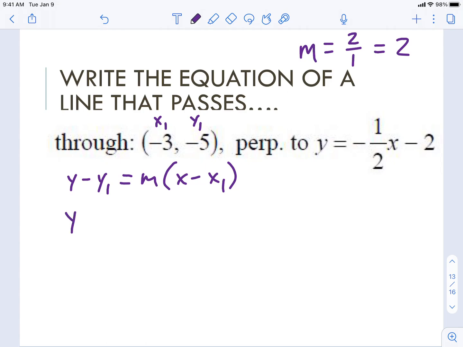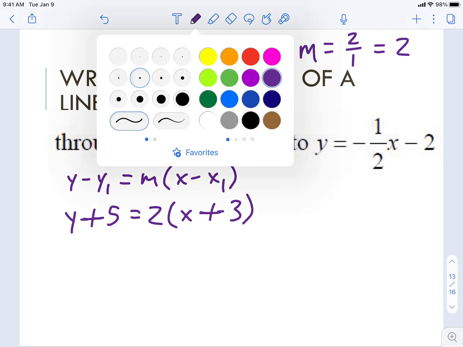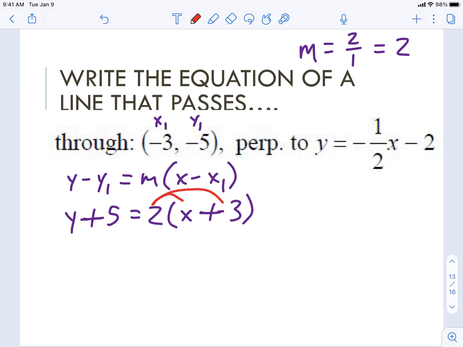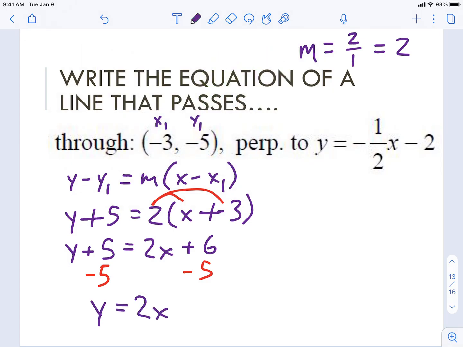So y minus negative 5 is equal to 2 times x minus negative 3. Remember, subtracting negatives changes it to a plus. Maybe that's good enough. Maybe you have to do slope-intercept form, so let's practice that. So 2x plus 6, and now we just subtract 5 from both sides. And that's going to give us y equals 2x plus 1.